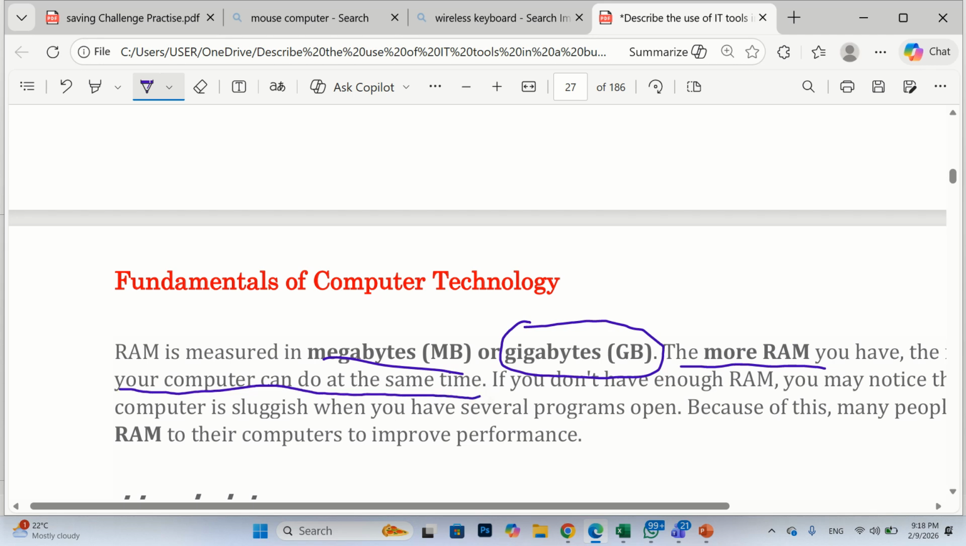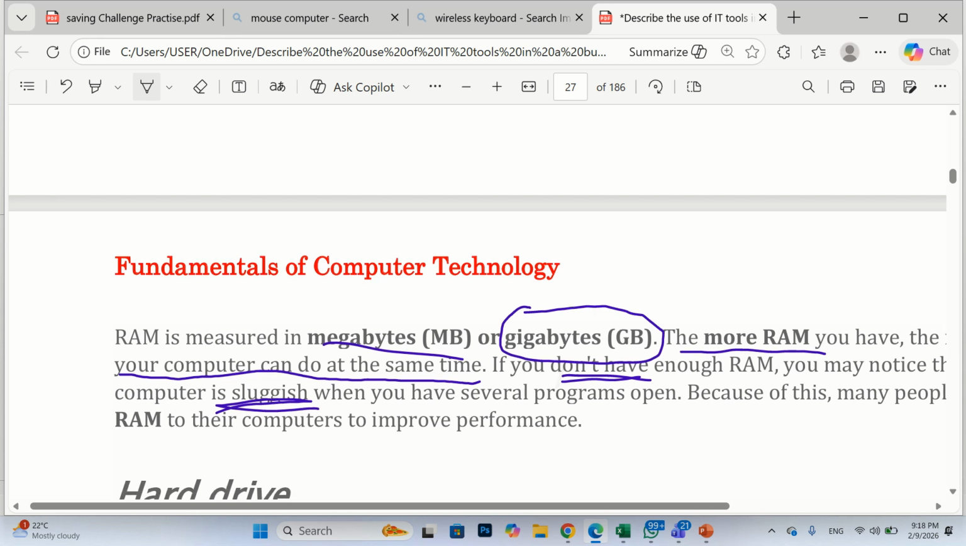If you don't have enough RAM, look here, your computer may become sluggish. It will slow down and hang when you open several programs. So the more RAM you have, the faster, or the more things your computer can do at the same time. When you're buying a computer, don't just consider the processor. You should also consider the RAM.